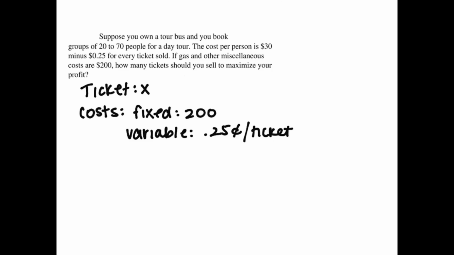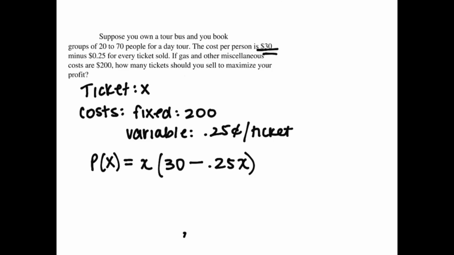Well, I can say that my profit is going to be based on how many tickets I sell times the costs that I encounter. So I know that I'm going to encounter $30, which is the cost per person. So they're going to be paying me $30, and then I have minus the 0.25 that it costs me to give them that ticket times the amount of tickets that I sell. Then I'm going to have the total fixed cost subtracted, which would be a minus 200. So this is going to give me the profit equation.